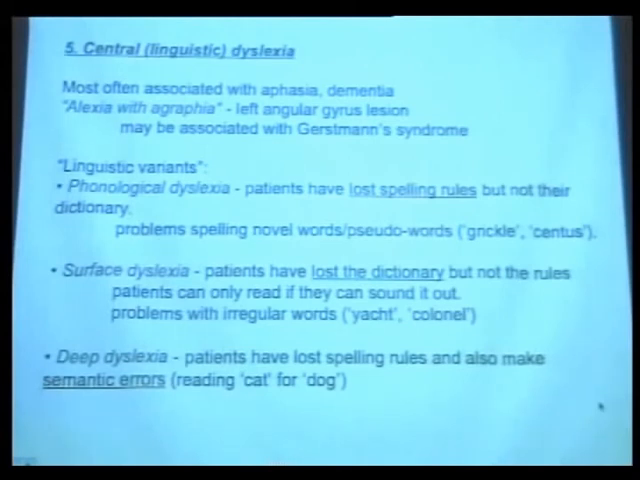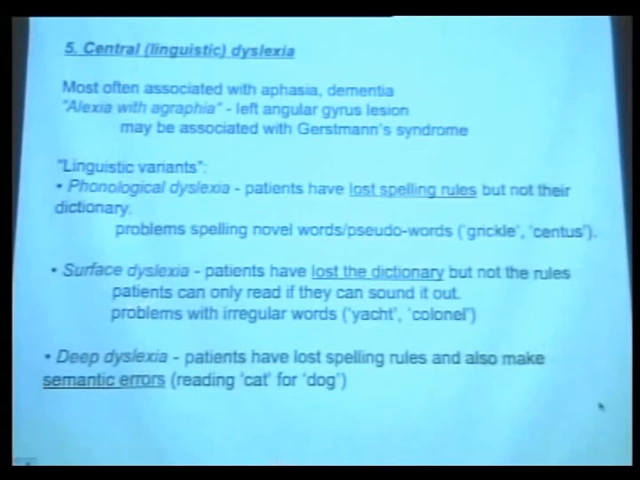Last, central linguistic dyslexia. This is really weird stuff. Most often there's subjects who have aphasia and dementia with this, but not always. Alexia with agraphia was described with left angular gyrus lesions, can be associated with Gerstmann syndrome. Some of these turn out to actually be deep dyslexias, which we'll talk about in a second. Linguistic variants. They're called this because they have very interesting characteristics that show that it's nothing to do with really vision. It's all about linguistic processing.